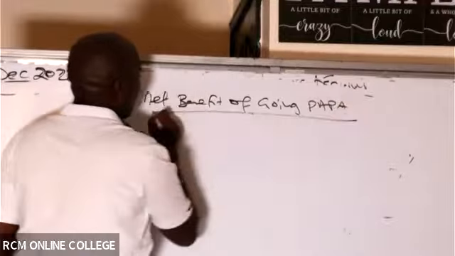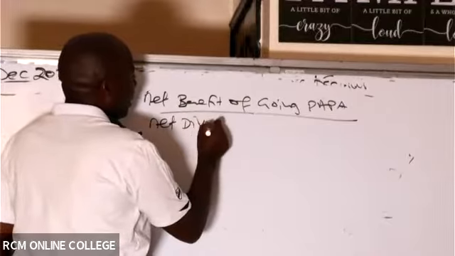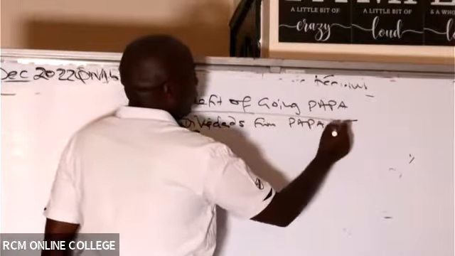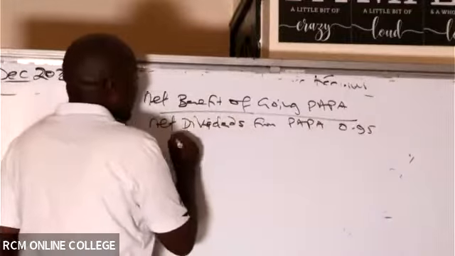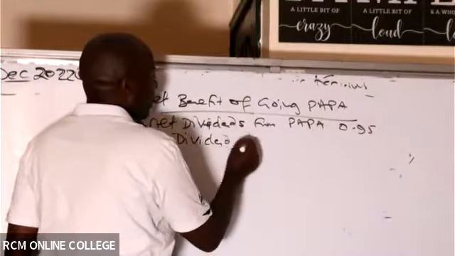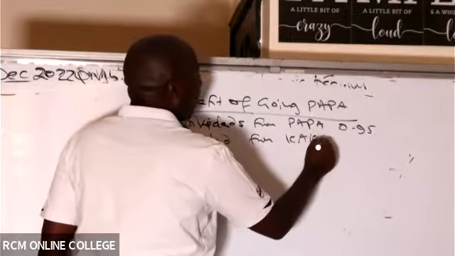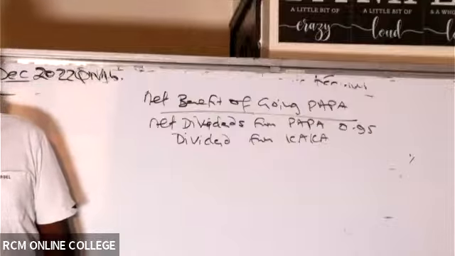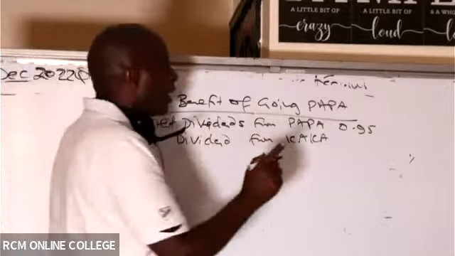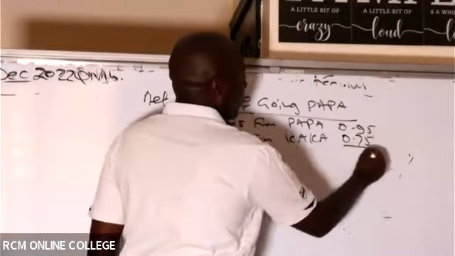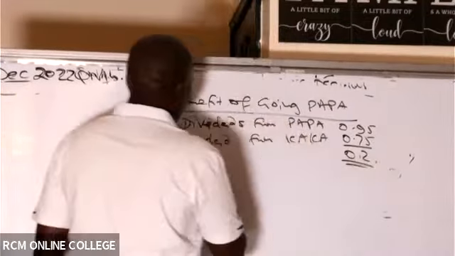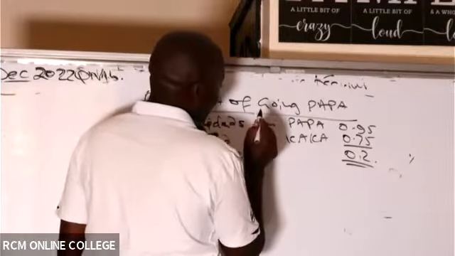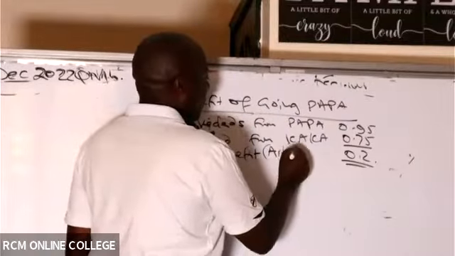So in this case, number one, we have net dividends from Papa of 0.95. And then of course we had dividends from Kaka. Kaka alikuwa anapata ngapi? Kaka alikuwa anapata 0.75. So this gives me 0.2 as a net benefit, which in this case will be the arbitrage profit.